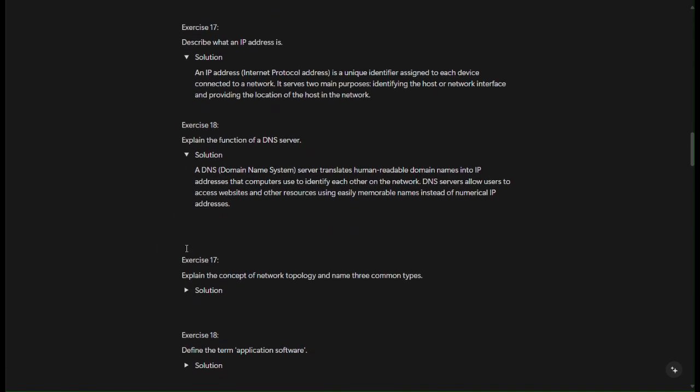18. Explain the function of the DNS server. What is a DNS? DNS is the Domain Name System server. It translates human-readable domain names into IP addresses that computers use to identify each other on the network. DNS servers allow users to access websites and other resources using easily memorable names instead of numerical IP addresses.